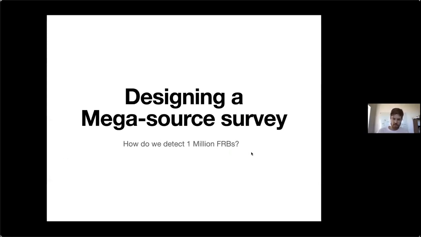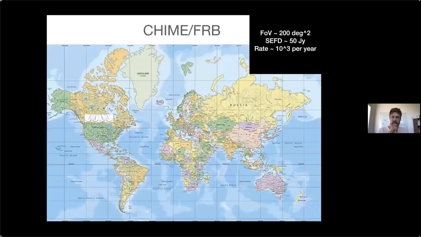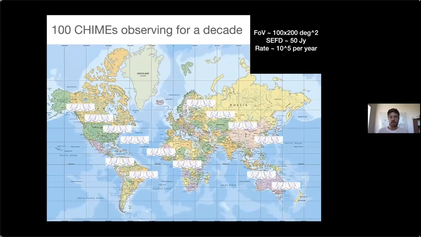So one way to do this is to start with CHIME. CHIME sees about 1,000 FRBs per year. It's got an SEFD of roughly 50 Janskys and a field of view of 200 square degrees. These are my numbers, by the way, so they could be off by tens of percents. So one way to get 1,000,000 FRBs is to have 100 CHIMEs observing for a decade, right?